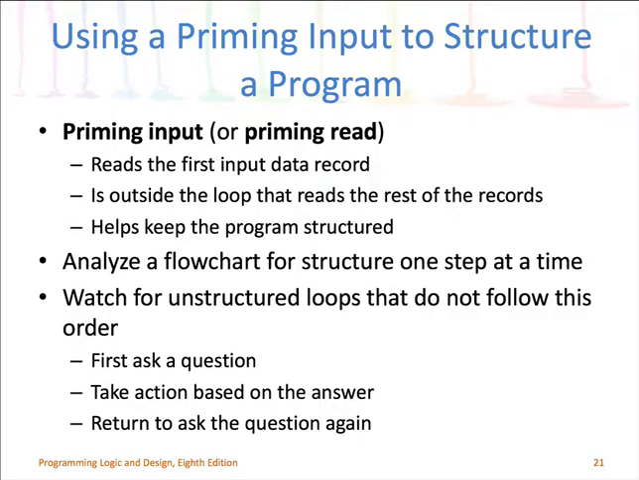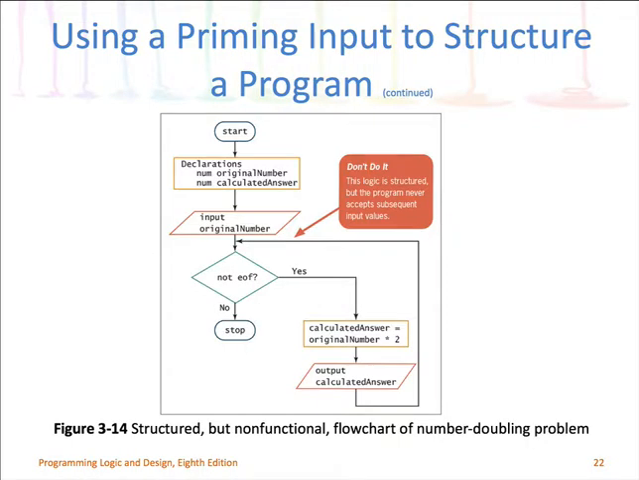Again, in the case of structured code, we ask a question, we take action based on that answer, and then we return to ask the question again. So they're saying if it does not follow those 3 steps in the order specified, then we have an unstructured program. So right here, at first this looks like a structured program, and it actually is a structured program, because when we take the yes branch of not end of file, we go back right above that decision point.